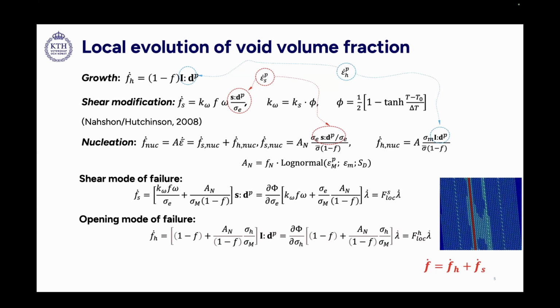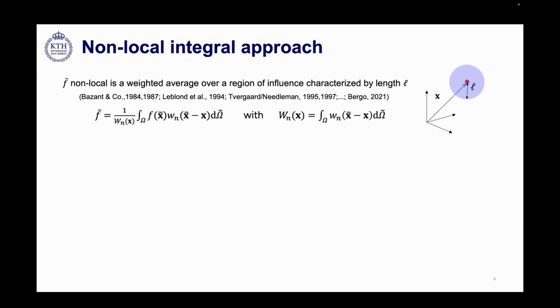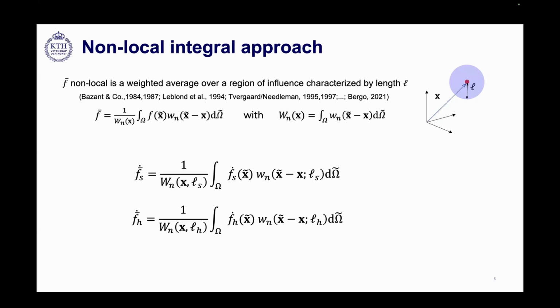However, as you can see in the literature, the local GTN model gives rise to strain localization, and the result will become mesh dependent. Therefore, we used a non-local integral approach to tackle this problem. This is a method where you evaluate the void volume fraction and count the non-local contribution, which is a weighted average over a region of influence characterized by the length. In this case, we do this for both the shear contribution and the hydrostatic contribution. So finally, the evolution of damage is a non-local contribution of the hydrostatic and the shear void volume growth.